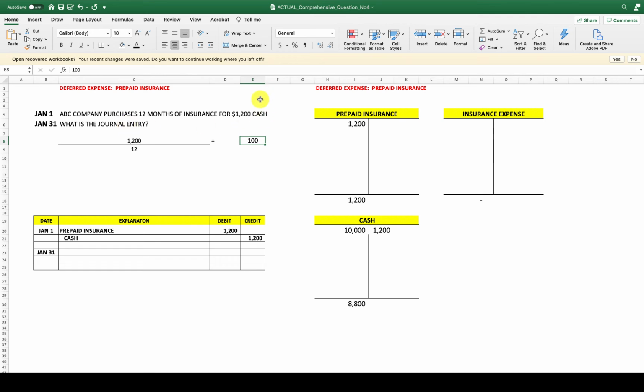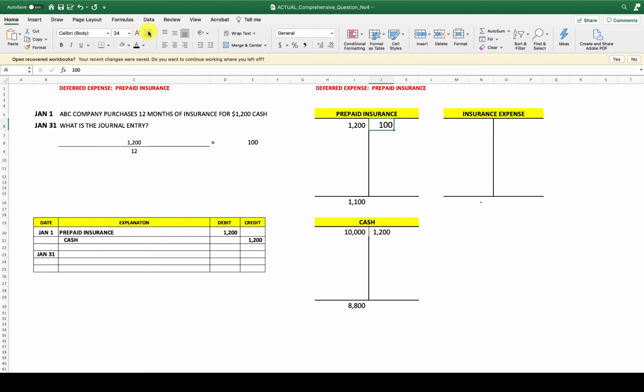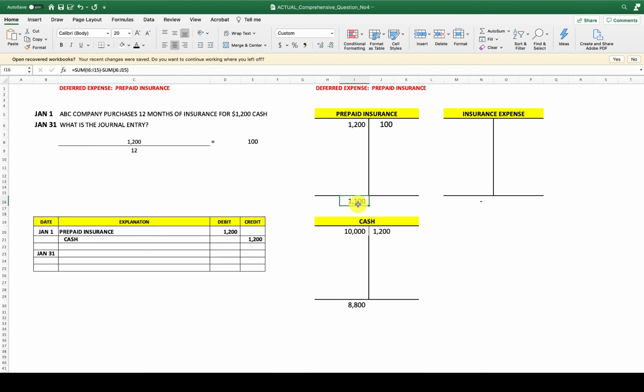So right away, what's going to happen to my prepaid insurance account? Well, this $1,200 on the debit side represents 12 months worth of insurance. On January 31st, guess what? I don't have 12 months worth of insurance anymore. I only have 11 months worth of insurance. So my prepaid insurance has to come down by $100. So I'm going to credit prepaid insurance for $100, okay? Because it has to come down by $100. Okay, so now notice my balance is $1,100. So over here, I'm going to credit prepaid insurance for $100.